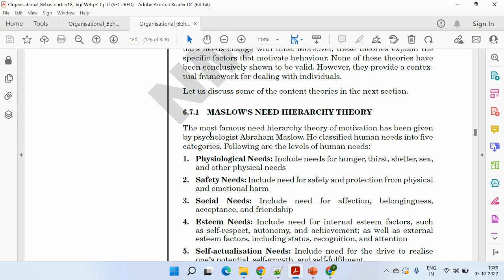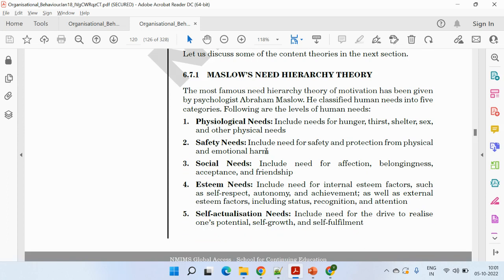One is the physiological needs, the very basic needs. Next is safety needs, safety and protection from physical and emotional harm. Next is social needs: affection, belongingness, acceptance. Next is the esteem needs: internal esteem, self-respect, or external esteem factors like status and recognition. And the last one is self-actualization, where you realize one's potential, self-growth and self-fulfillment.